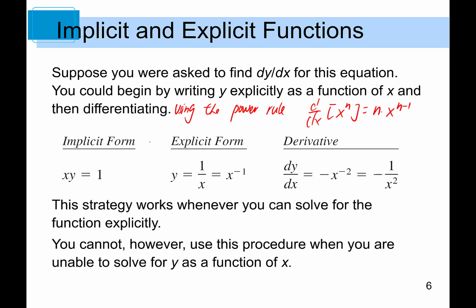Implicit form, x times y equals 1. Then you convert to the explicit form, y equals 1 over x. Then you turn it into exponents, x to the negative 1. After that, you apply the power rule to find the derivative. The strategy works whenever you can solve for a function explicitly. However, you may not be able to express the function explicitly all the time. So in this case, we have to use a different procedure to find the derivative.